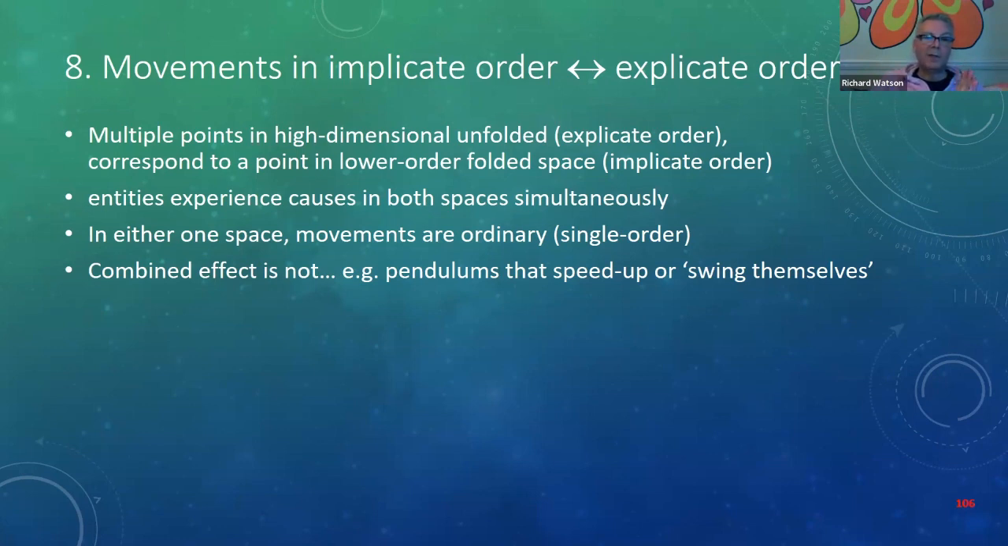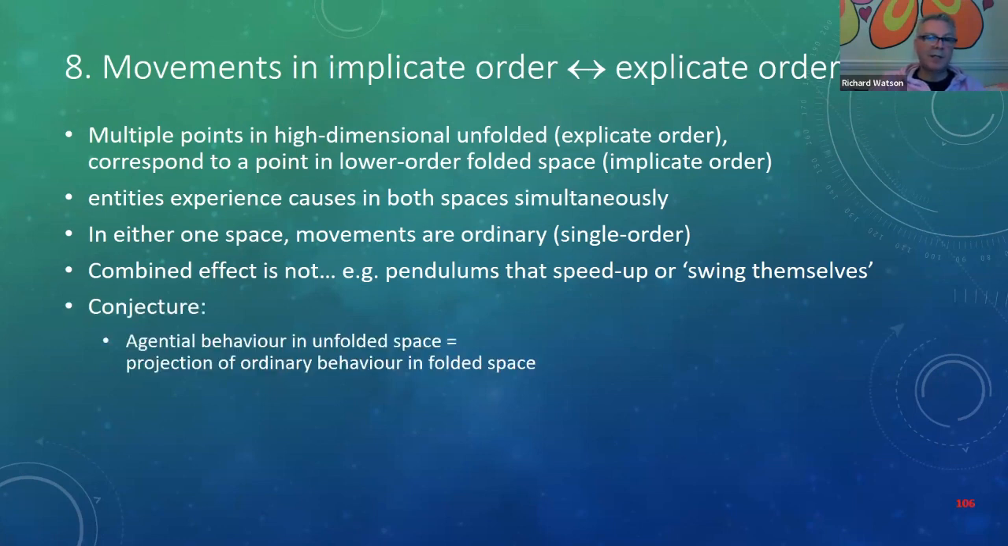In either one space, movements look ordinary. They look like the single order optimization process. If you just look at the big pendulum, it's just swinging. If you just look at the little pendulum, it's just swinging. But when you put them together, you have pendulums that appear to do something weird. This pendulum appears to be making itself swing. It's speeding up rather than slowing down, and it's swinging itself. Of course, it's not really swinging itself. It's because it has an energy which is coupled to the larger pendulum, which is driving it through the resonant vibrations.